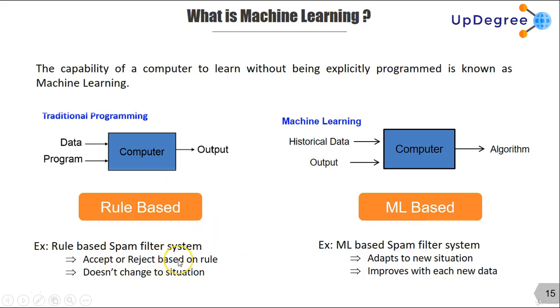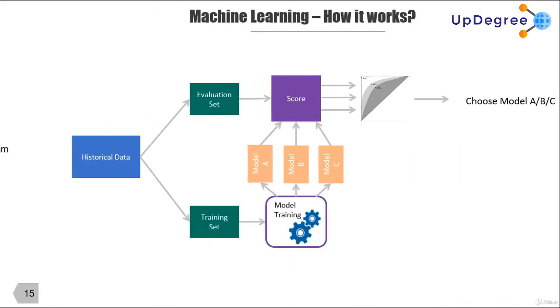What is the difference between rule based and ML based? In rule based, you create rules based on all those if else statements and while statements, and output comes. But in ML based, you don't write all those algorithms. Rather, you pass historical data and output, and your system actually learns itself and creates an algorithm which is adaptive in nature and improves with every new data.